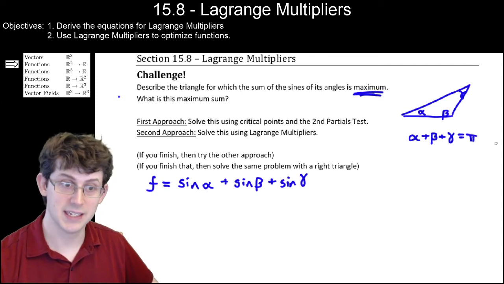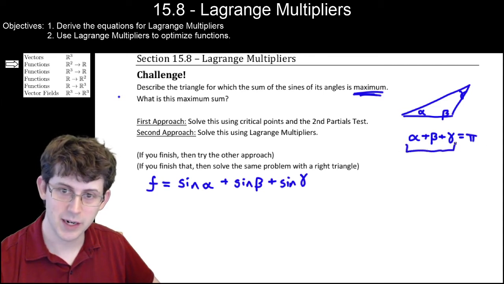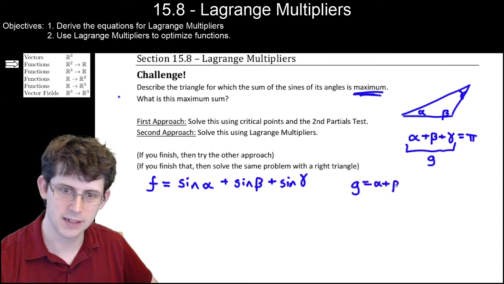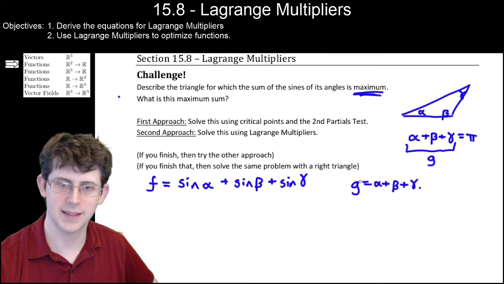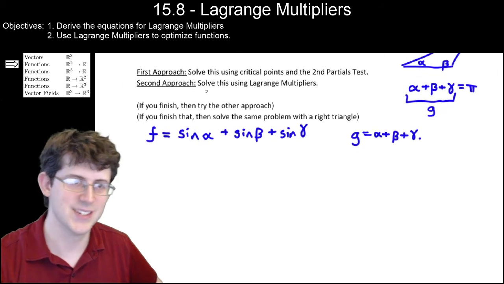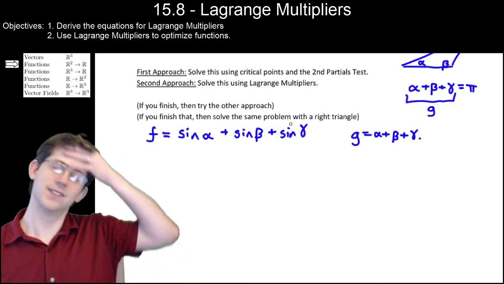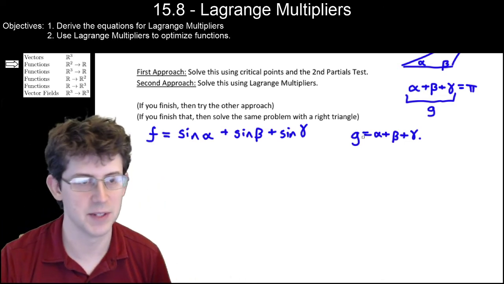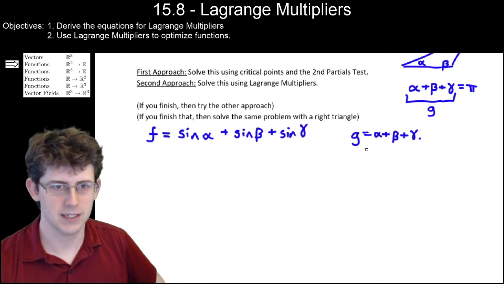Now, what part of this is the objective function? This part is the objective function. G is alpha plus beta plus gamma. That's the constraint function. Oh, this says to do it both ways. Oh, hard pass. I'm doing it with Lagrange multipliers. So let's do it.